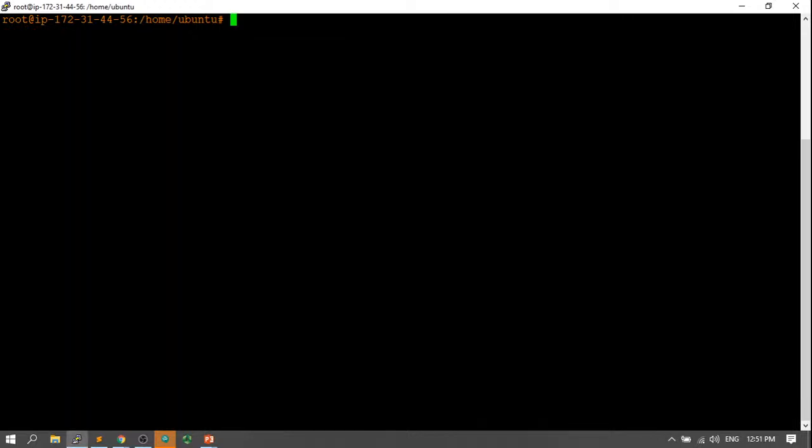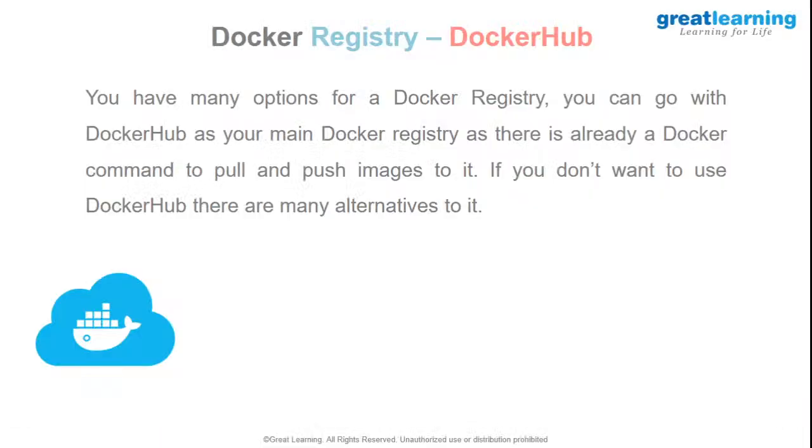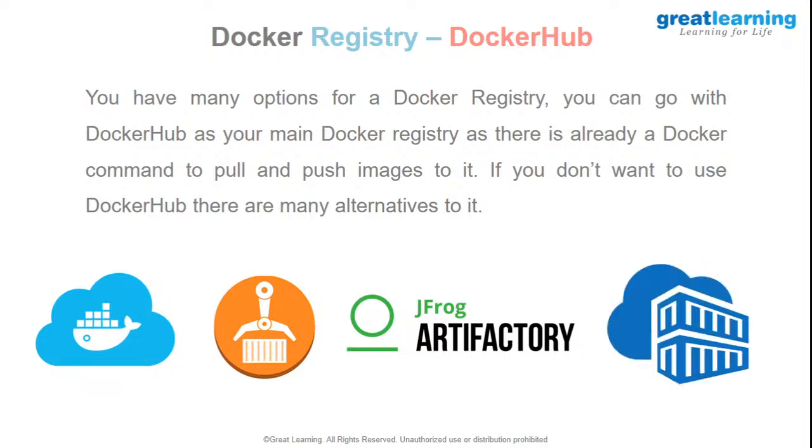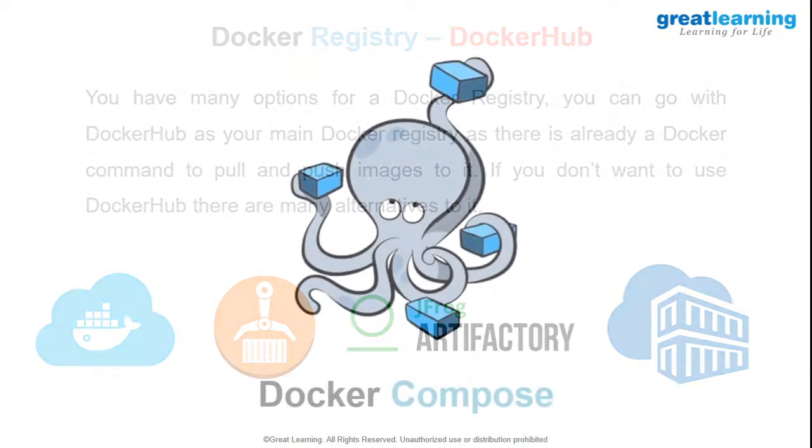Like in the Docker CLI itself, I can do docker pull, right? That will easily pull any images for me because it already knows to pull from Docker Hub. If I wanted to configure it to pull from other places also, I can do that. I can use AWS's ECR, that is Elastic Container Registry, or JFrog Artifactory, which can also be used to store images. And you can use Azure Container Registry also. All right, so that's it for Docker registry.